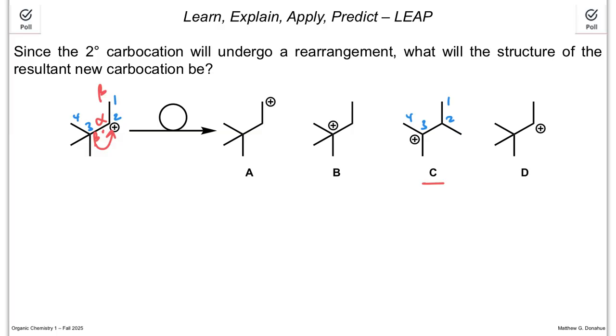So in our starting material, 1, 2, 3, 4, we see carbon 3 has 2 methyl groups. If one of them shifts over, now we can see that that carbon is left with 1, and then carbon 2 now has a methyl group. So that accounts for the skeletal rearrangement.